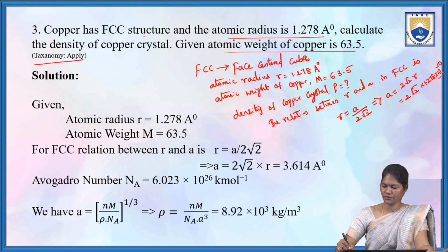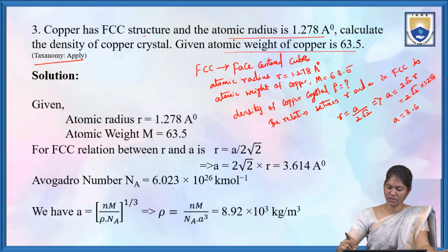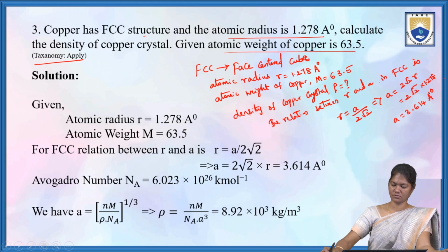If we don't want to change this, we keep it in angstroms. So if we keep it in angstroms, we should not write 10 power minus 10. So A is equal to 2 root 2 into 1.278 angstroms. The value is A equals 3.614 angstroms.